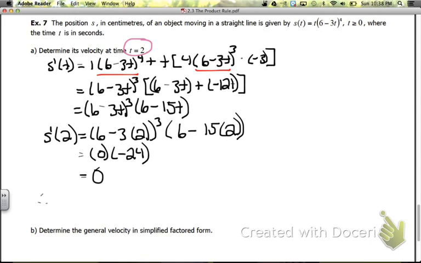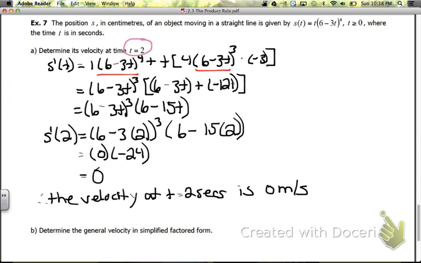So therefore, the velocity at t equals 2 seconds is 0 meters per second, or at rest.